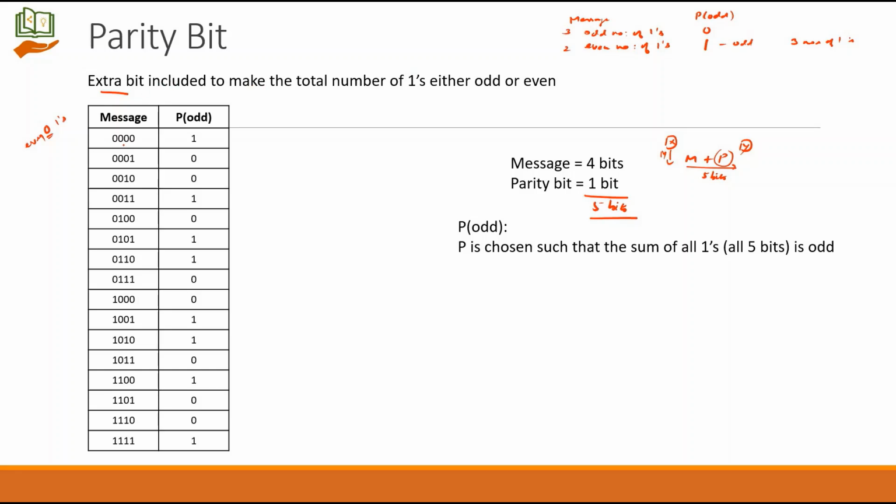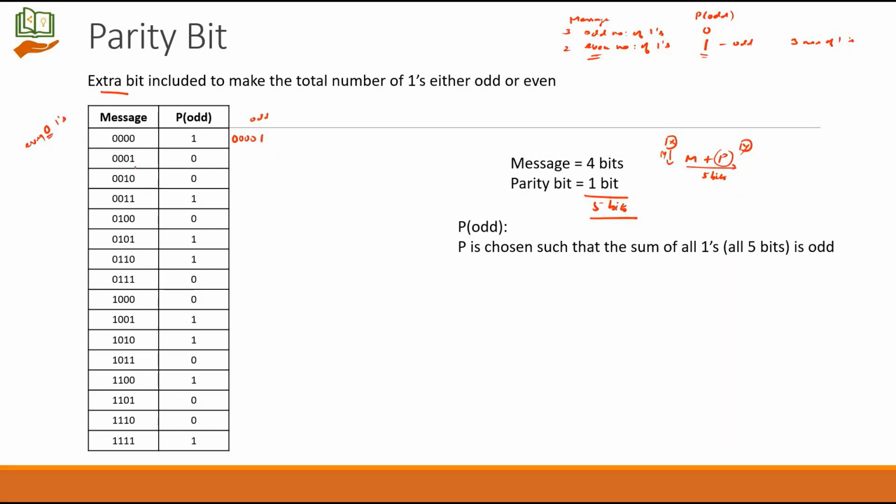Now here there are no ones. No ones means 0 ones, as I said. 0 in the sense it is even. When it is even, what is the odd parity bit that is added? It is 1. When I add 1 here, the message becomes 0 0 0 0 1. Now how many ones does this have? It has only one, which is odd.